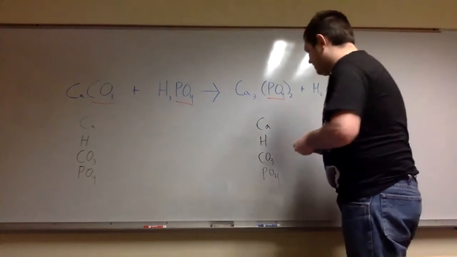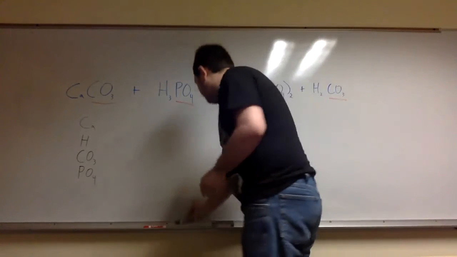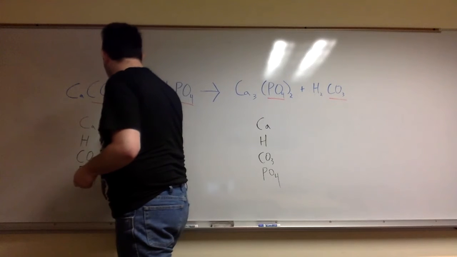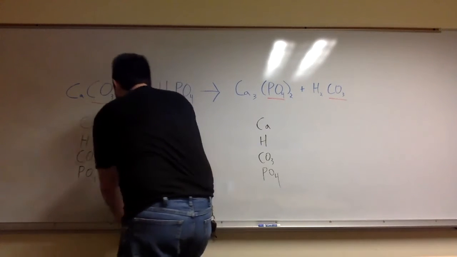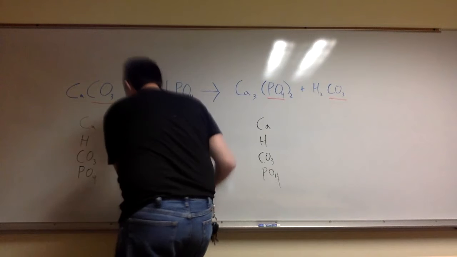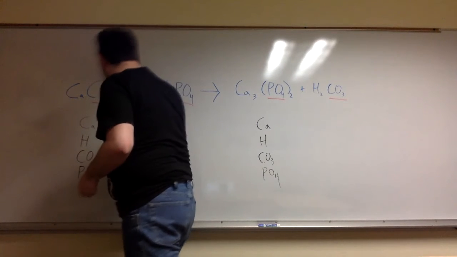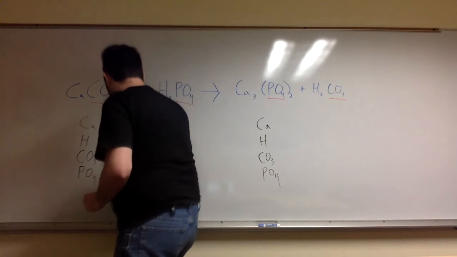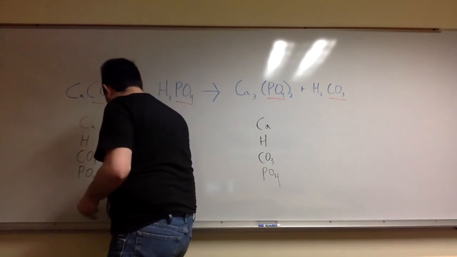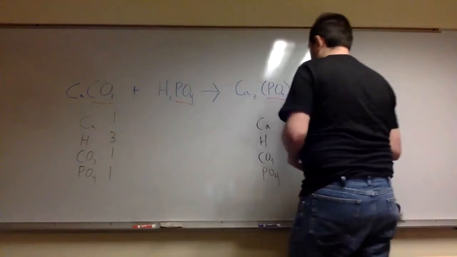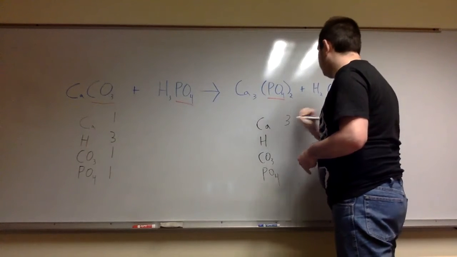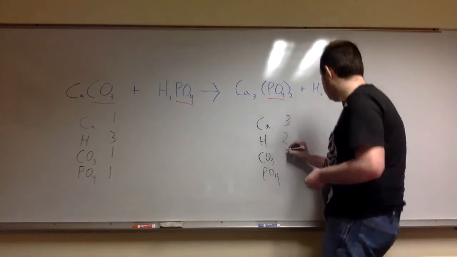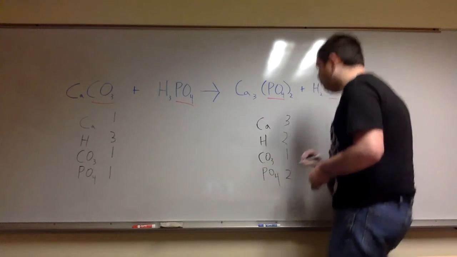So when we balance them, we can have one calcium. Wow, that does not show up very well. We're going to continue doing this in black. One calcium, 3 hydrogen, 1 CO3, and 1 PO4. Over here, we have 3 calcium, 2 hydrogen, 1 CO3, and 2 PO4.